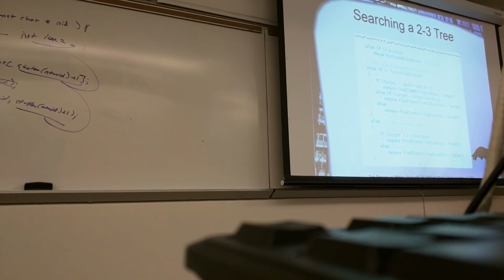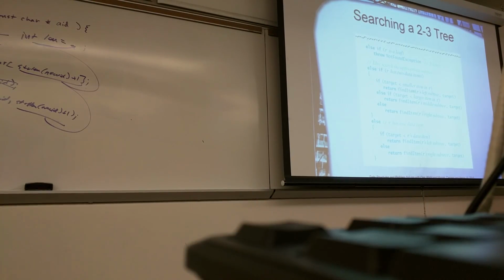So doing a recursive search inside of a 2-3 tree is really not any different than doing that recursive search in a binary search tree. You guys all agree with that? We've got this extra step of dealing with three nodes, but the process, conceptually, makes a lot of sense, because you're just checking three branches instead of two.